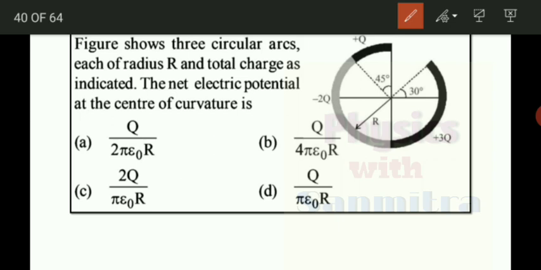So the potential is the sum of kq by r for each part, because the radius is the same everywhere, so I will just add them up. There is no significance of this 45 degree here.